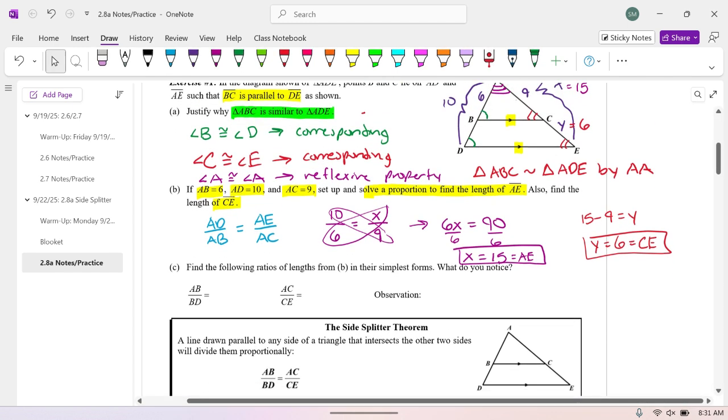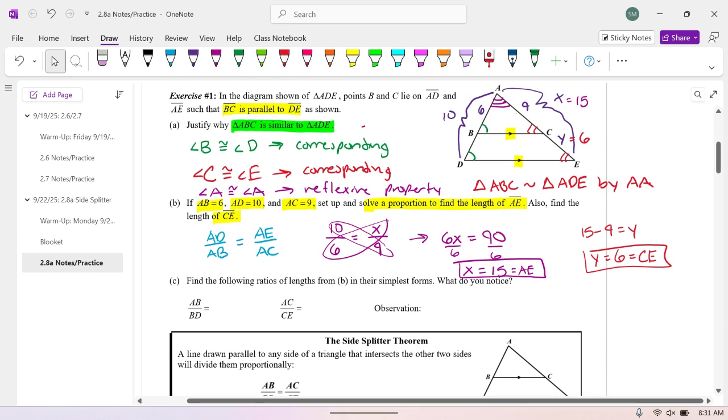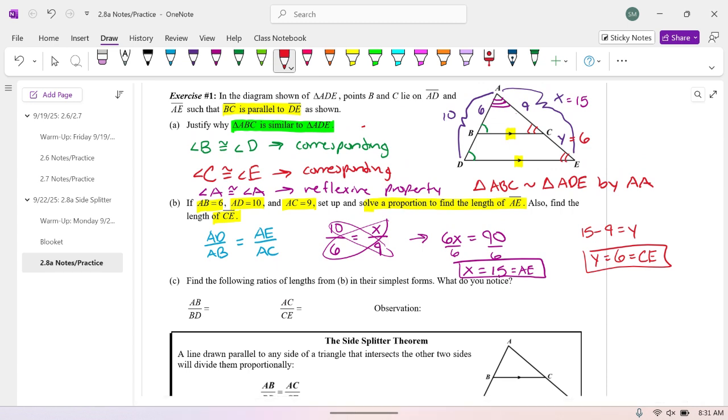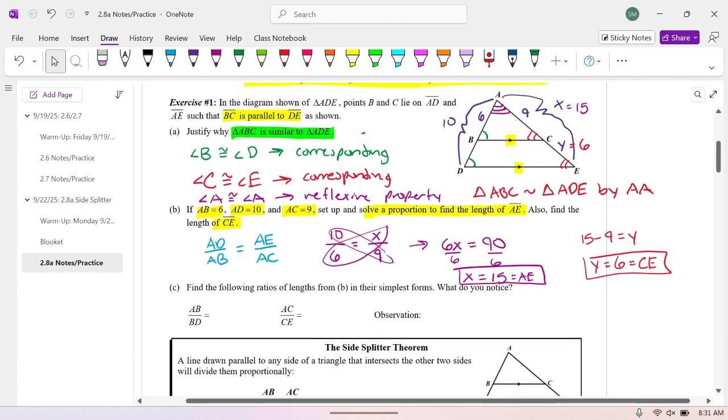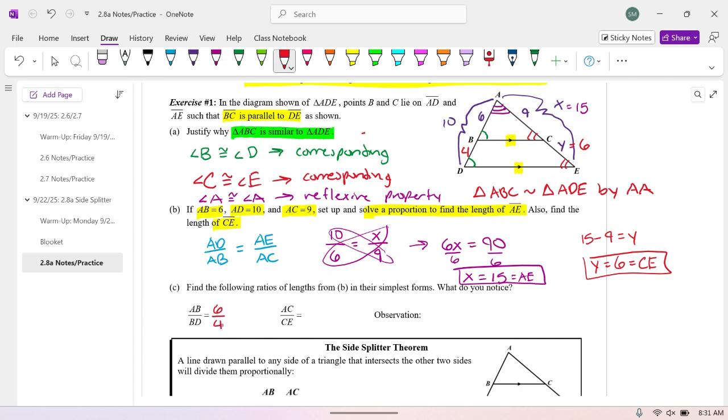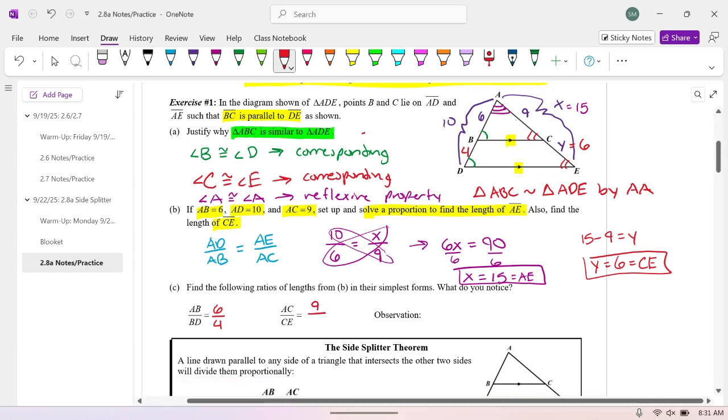Now, let's look at when we compare some of those lengths. So if we do AB over BD, first off, what's BD's length? 4, because 10 minus 6. All right. So we would have AB, which is 6, over BD, which is 4. Then AC, which is 9, over CE, which is 6.